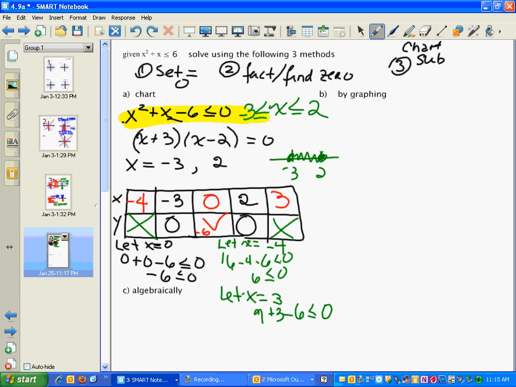Remember, I'm not looking for a graph. Graphing might help. We are looking for numbers that will satisfy this inequality. Okay? So that's the chart method. The graphing method. Three different methods. All are going to give you the same answer.